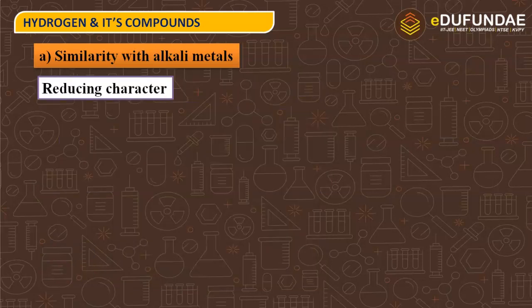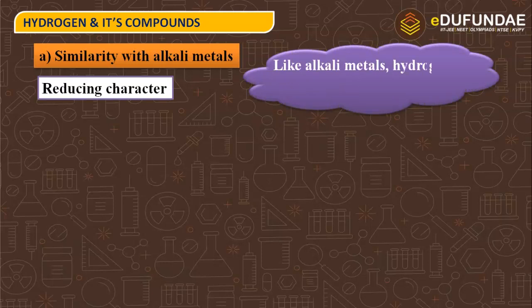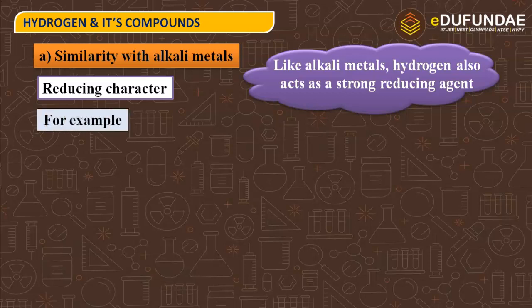Next is reducing character. Like alkali metals, hydrogen also act as a strong reducing agent. What are reducing agent? Which themselves gets oxidized. So, like alkali metals, hydrogen can also lose an electron to behave as a strong reducing agent. For example, iron oxide is reacting with hydrogen, and upon heating, this reaction gives iron and water.